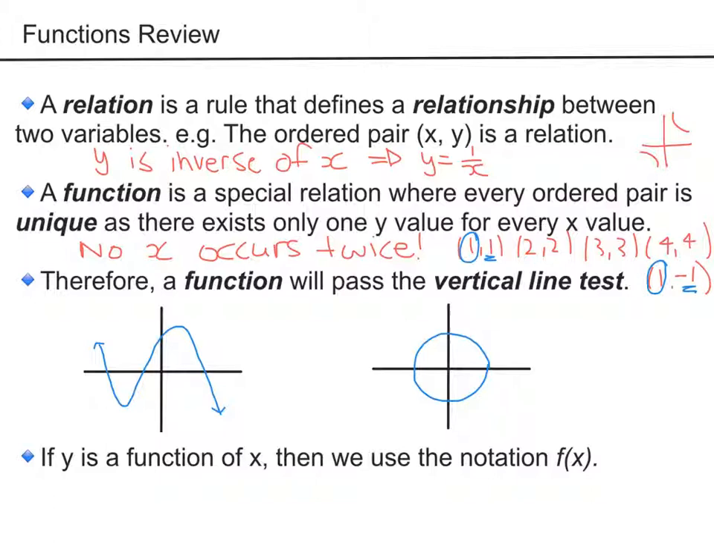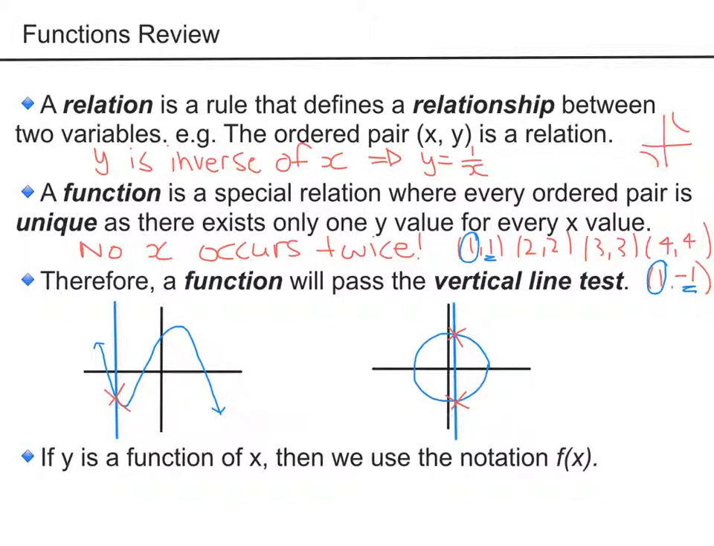We can test if a relation is a function very quickly by either observing the coordinates to ensure that no x value is used twice, or by sketching the curve and drawing a vertical line through it. Since a function only uses any x value once, a vertical line will only cut it in one place. If it cuts it more than once, then the x value has been used more than once, and so it's not a function.